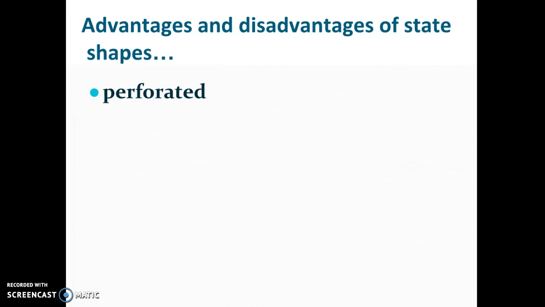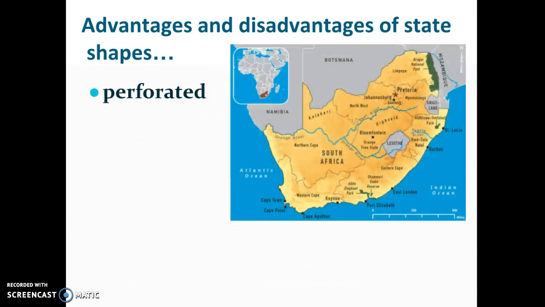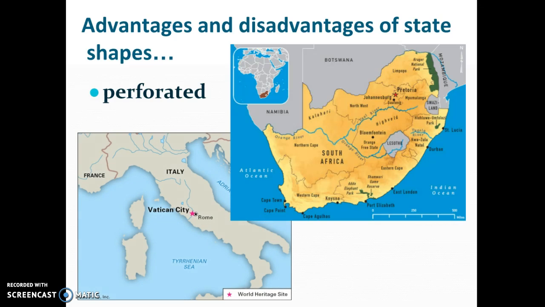Perforated states. Perforated states are the states that completely surround another state. There are only a few examples of these. South Africa is an example surrounding Lesotho, and additionally, Italy actually surrounding the Vatican City. Again, there are some advantages to this. They could actually influence trade and or tax the country that is inside their territory.